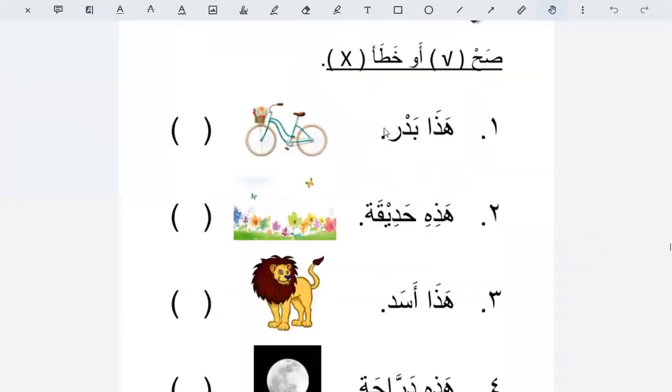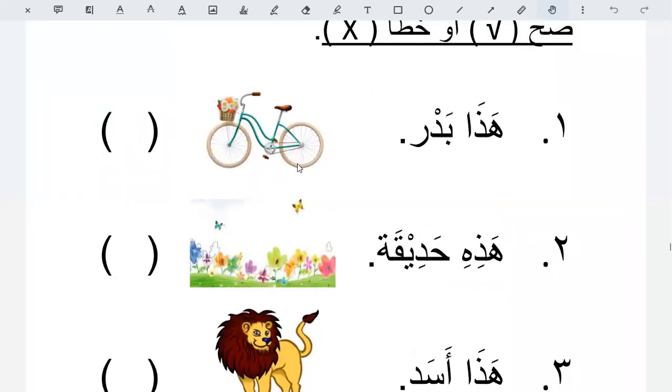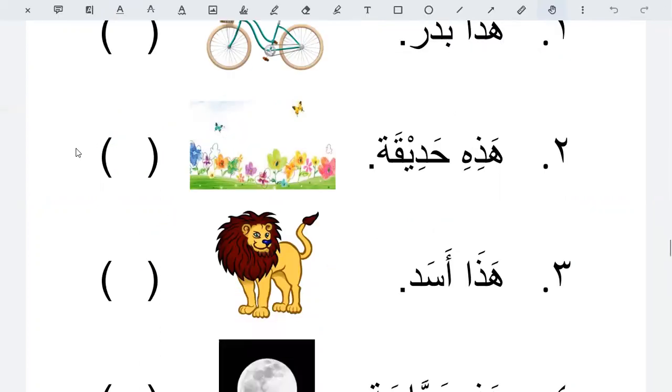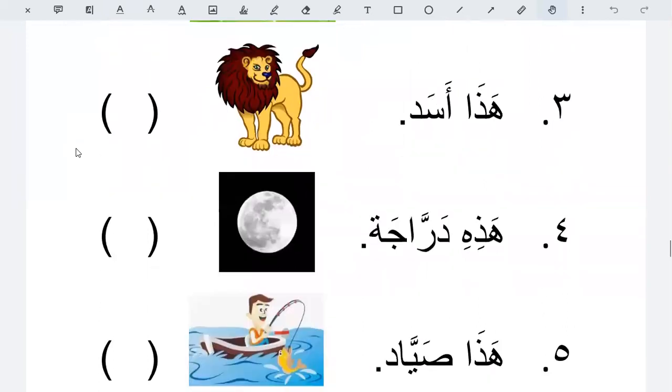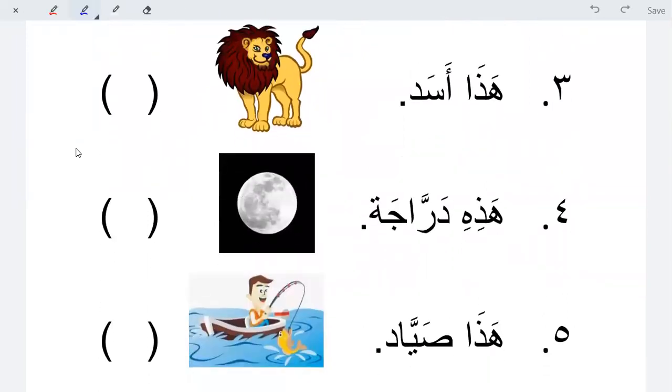Correct or wrong? Riyan. Haza Badar, wrong. What is the meaning of Haza Badar? This is a moon. Good. Hazihi Hadika, correct. This is a garden. Haza Asad, correct. This is a lion.